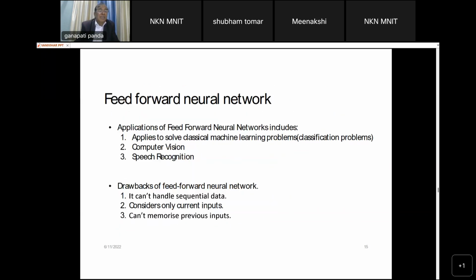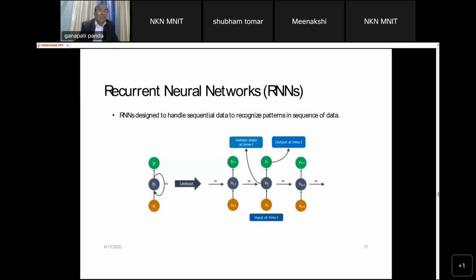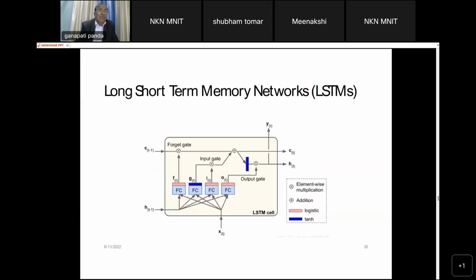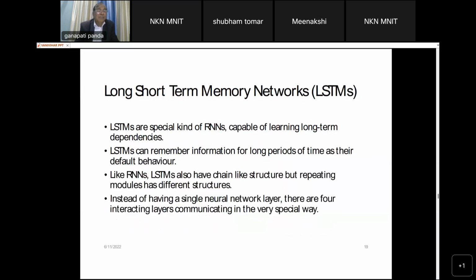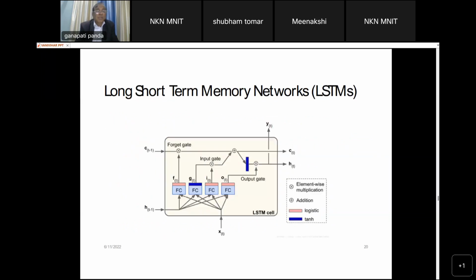These are the various recurrent neural networks. I'll tell you a little bit about LSTM, long short-term memory. You see this diagram. These are small models, and this model produces an output.